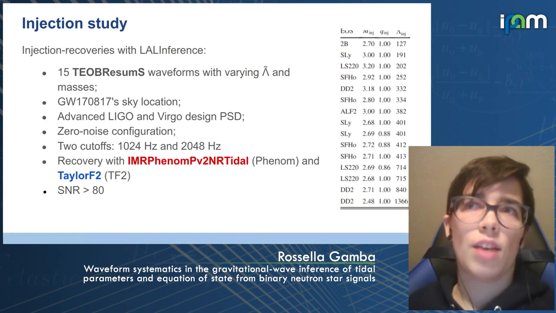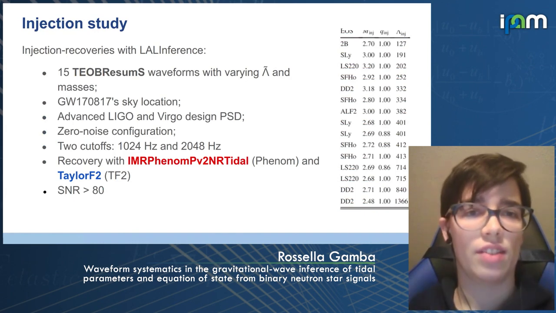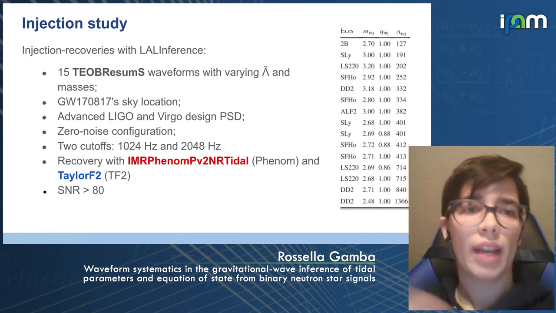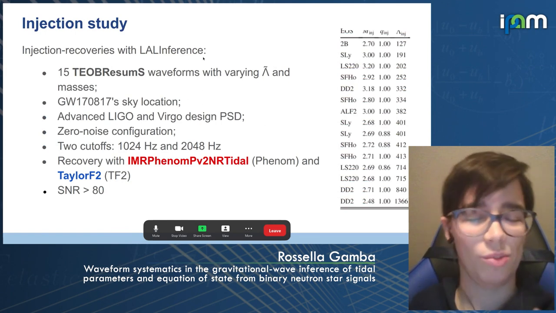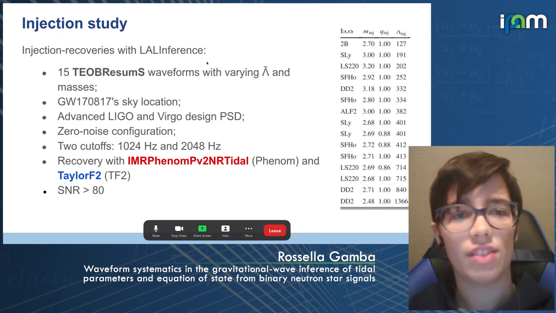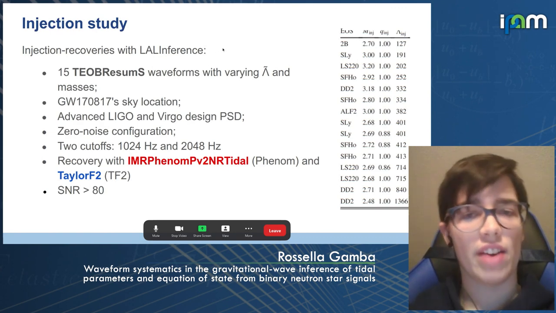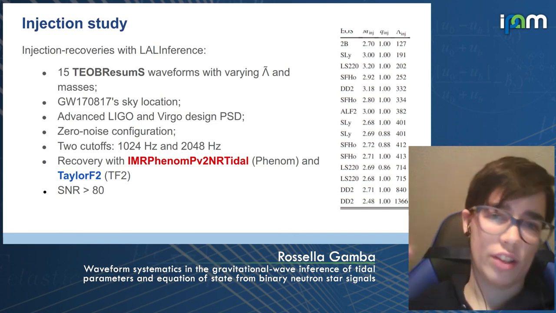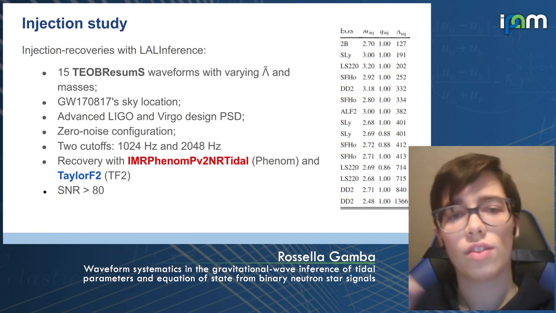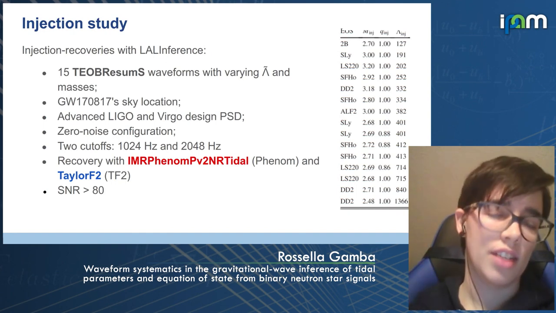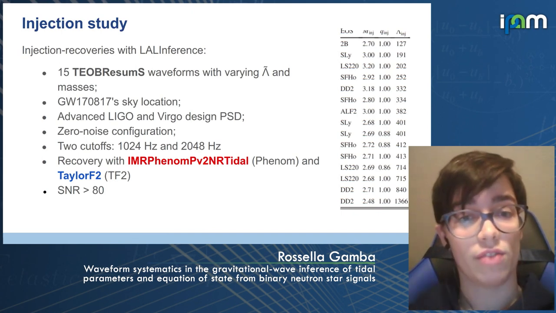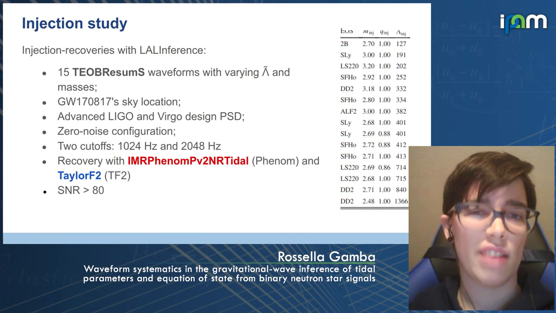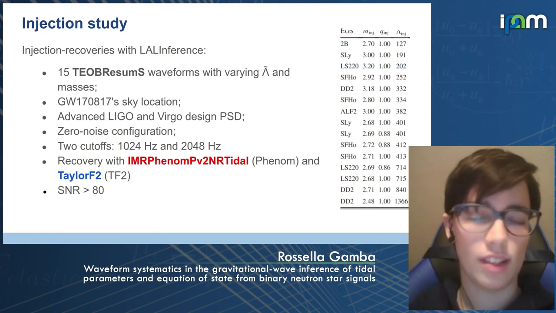So to test our qualitative understanding of how these different approximants work with respect to one another, we made some injection recovery studies with null inference, because this is a 1 year old paper. We injected 15 different TUB SMS waveforms with varying lambda tilde and masses. We fixed all of our sources in the GW170817 sky location. We used design sensitivities for LIGO and Virgo, zero noise configuration, and two different cutoffs for the highest frequency. All of these binaries have pretty high SNR. It is always larger than 80.